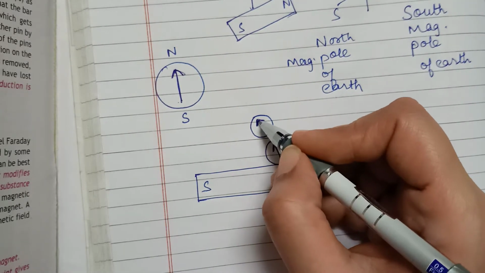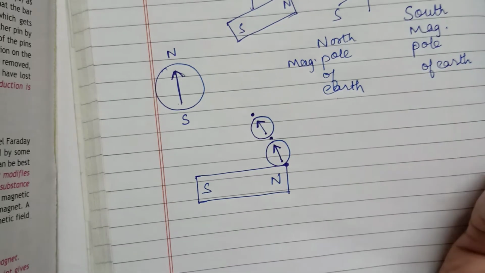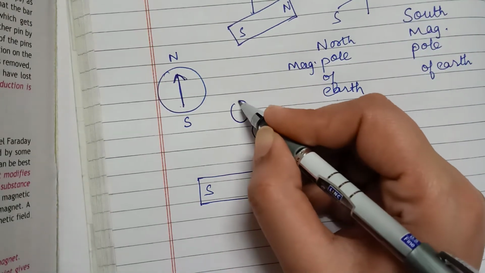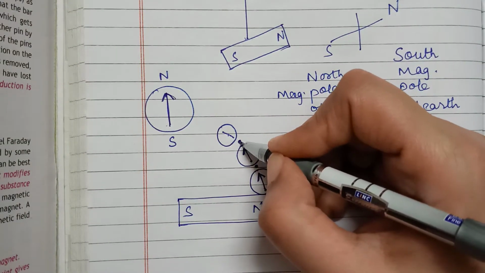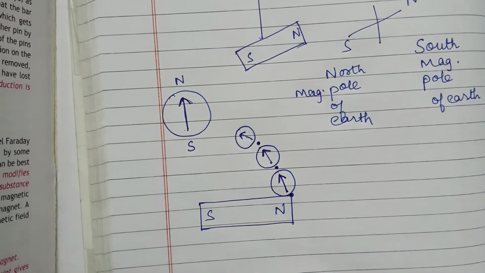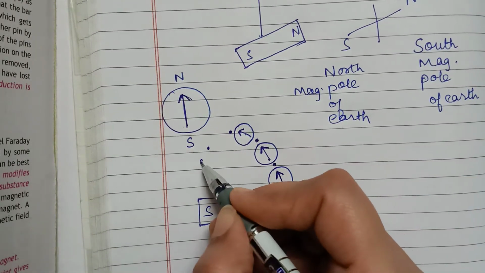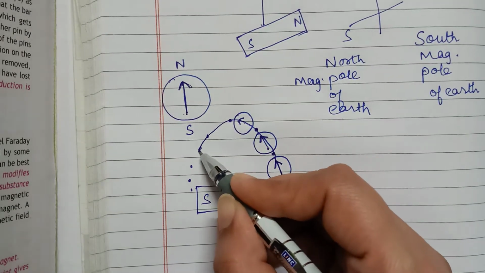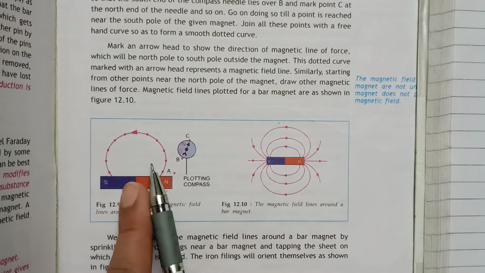Now again, wherever the arrow head rests, I mark another point, and again I remove this magnetic compass needle and keep it over here, again in such a way that the tail of the needle coincides with this point and the head is pointing in the forward direction. So I mark the point here again, and in this way I can mark the points like this, and then I can join them like that. So this is what is shown in the book.